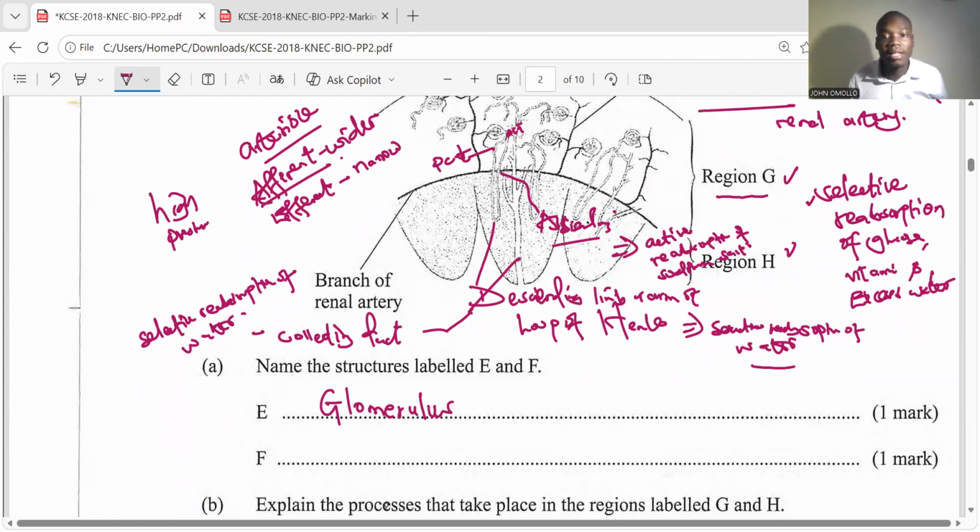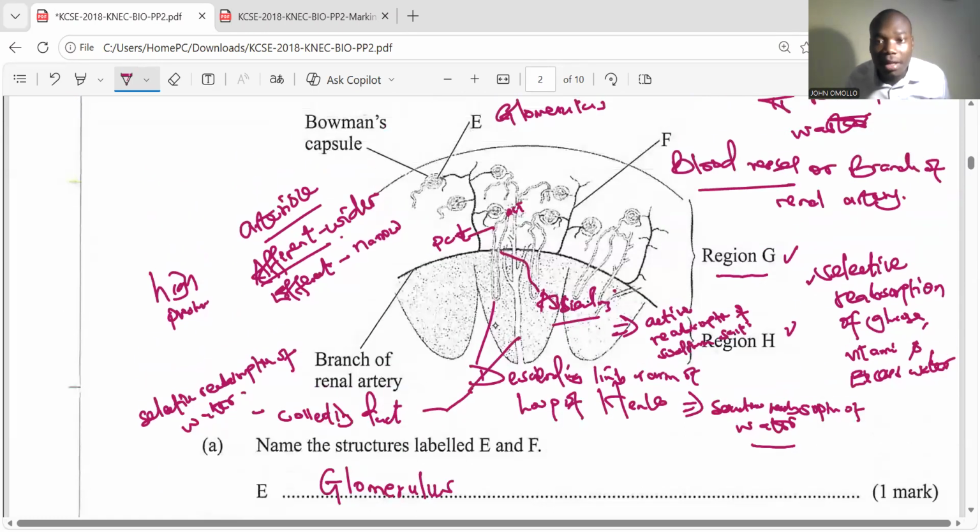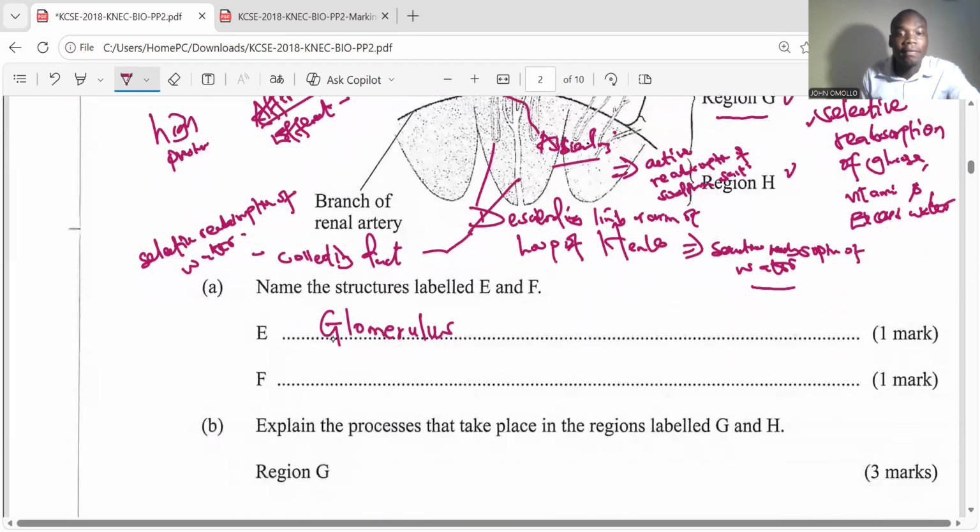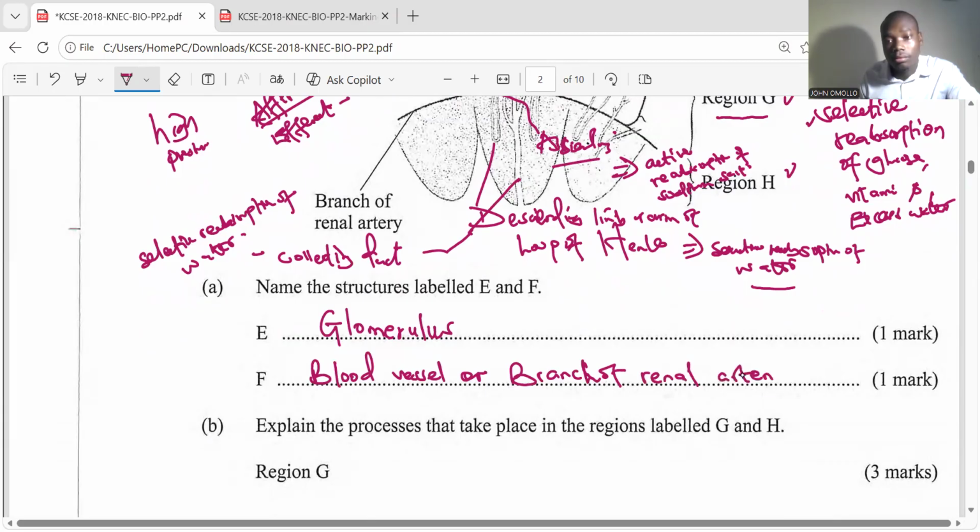Remember, biology spellings are very, very important. Which part is F? We've talked about it: blood vessel, or branch of renal artery. It can be called blood vessel or branch of renal artery. Are you getting that? Yes. So those are the parts.